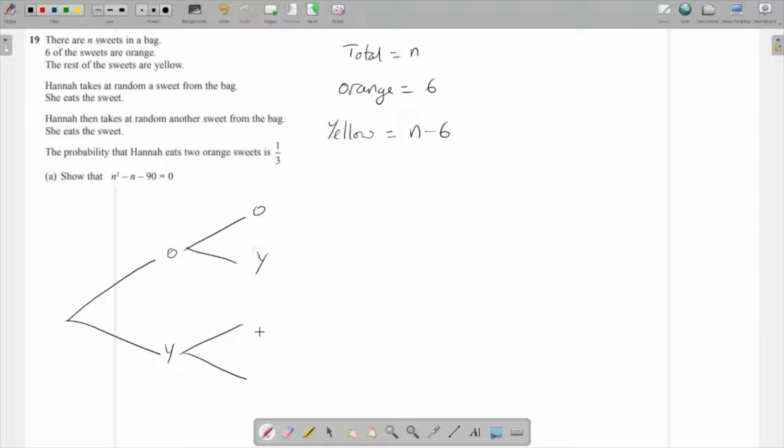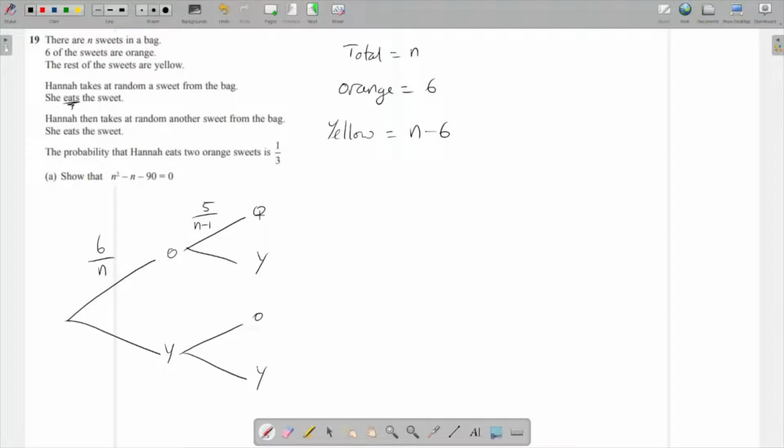Because when you look at the question, we want to make up an equation where the probability that she eats 2 orange sweets is 1 over 3. So we're just going to be working through this branch here. We know there's 6 orange sweets and in total n. Indirectly they're telling us if she's eating the sweet, then she's not replacing them. So the next branch, we want to subtract 1 from the top and the bottom. So it's going to be 5 over n minus 1.